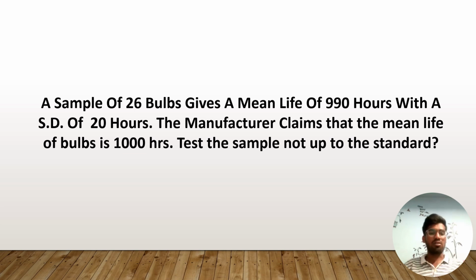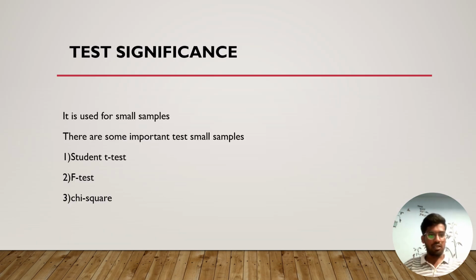We have to compare the 26 bulbs, and find what the degree of freedom is and what techniques and methods we have to use. It is a test of significance, used for small samples. There are some important tests like the student t-test, F test, and chi-square test. Here we discuss the student t-test completely, and later we discuss the F test and chi-square.